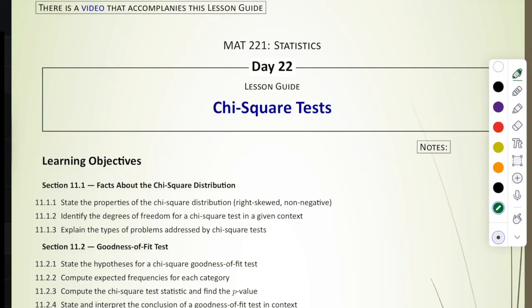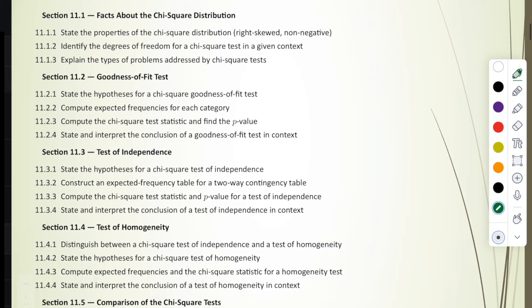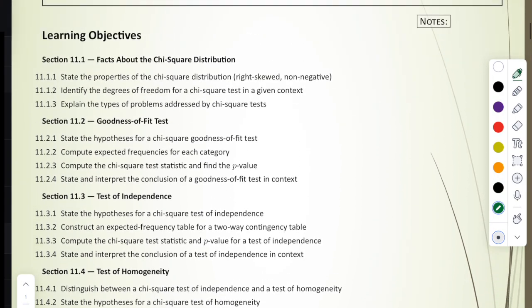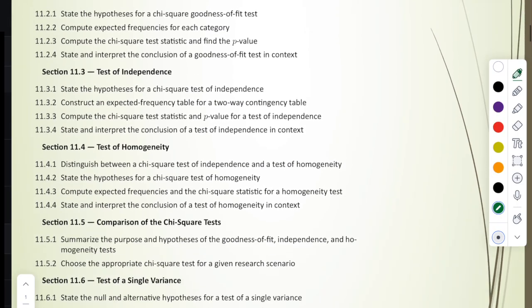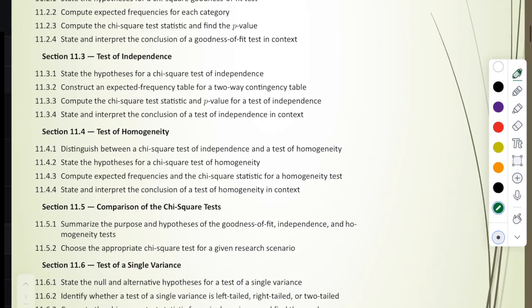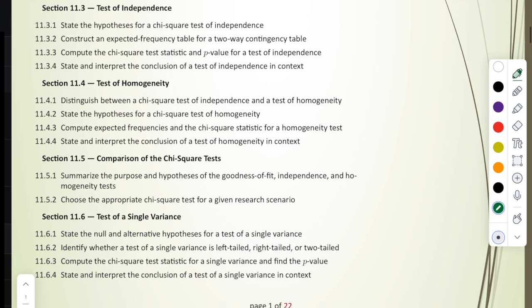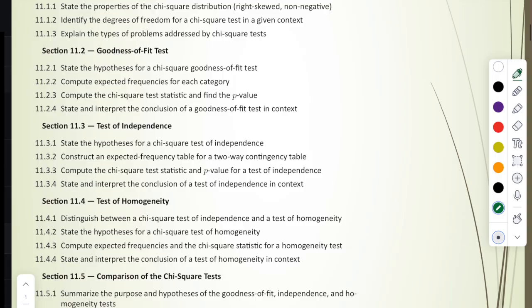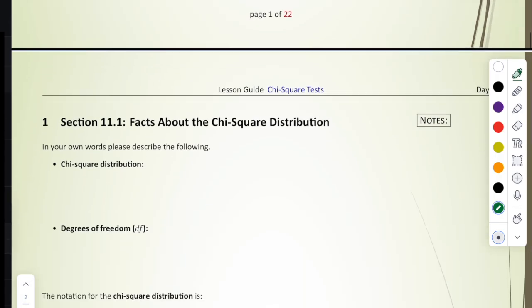Okay, welcome everybody. So today we're talking about chi-square tests. This seems like a lot, but if you look through the book, you'll notice that many of these sections are but one page, like 11.1 and 11.5 are both one page. So there's not really a ton here, and we should be able to go through it fairly quickly.